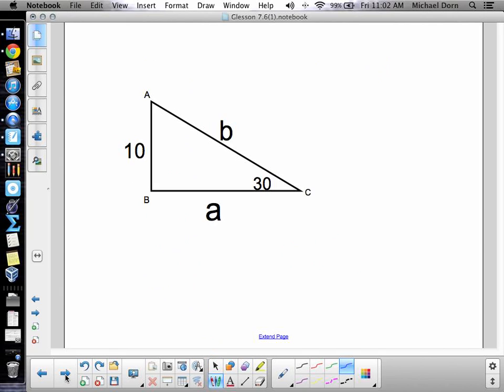How about this one? Are we going to use trig here? Let's go through our decision tree. Is this a special triangle? Yes, it is. Right angle. So this is 10, 20, and 10 root 3.